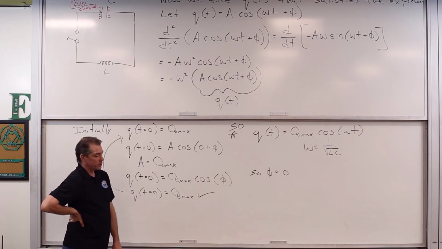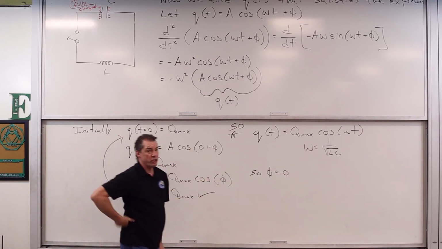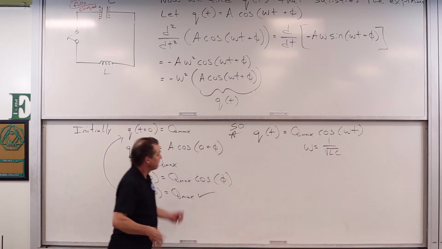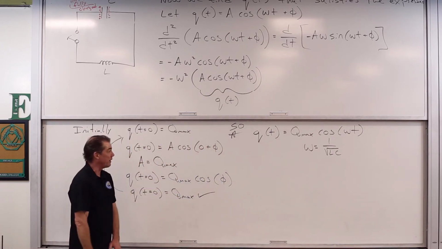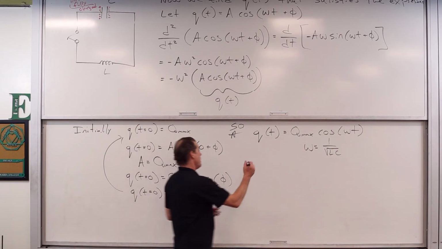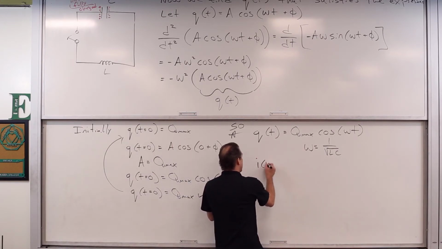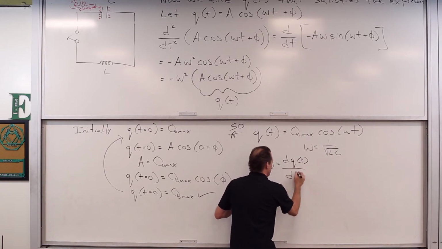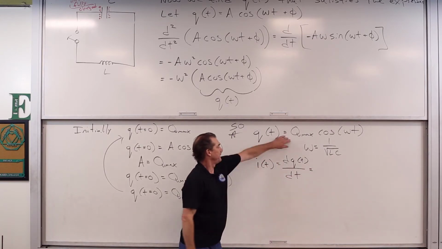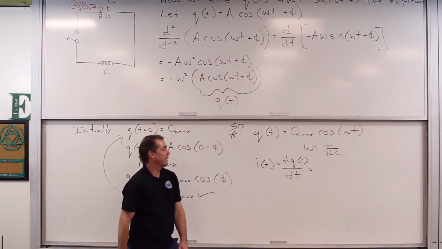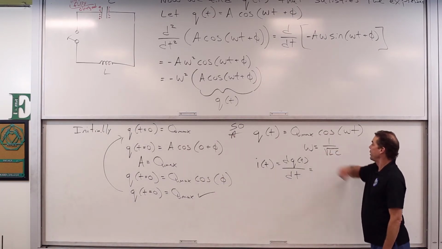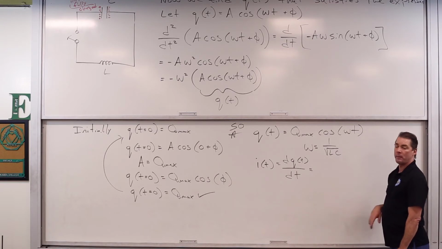All right, so we've got ourselves the variation of Q with respect to time. What can we do with that? Well, we can get ourselves the variation of the current with respect to time, because we know that I of t is equal to dQ of t dt. So we take the time derivative of this. What are we going to get? We're going to get ourselves a negative omega Qmax times the sine of omega t.